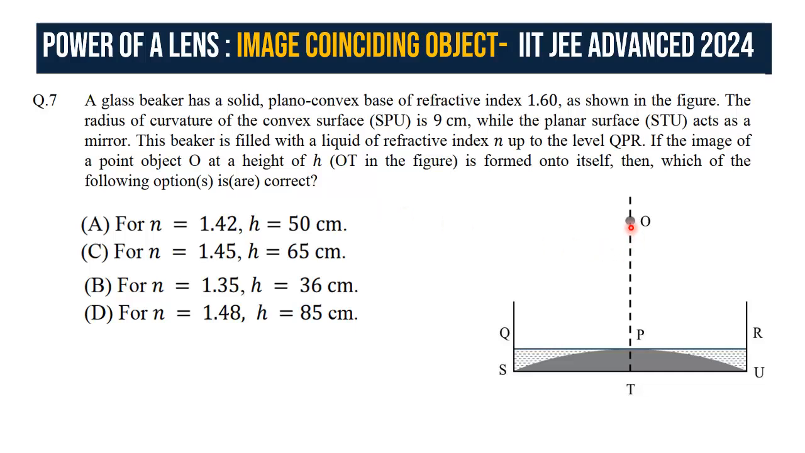So this is the object and image of this object is formed on itself and this distance OT is given, this distance is h. Then we have to choose which of the option is correct. Basically in these options different value of n is given and then you have to find value of h. So if you can write a relationship between n and h, then you can solve this problem. So let us try to solve this problem.